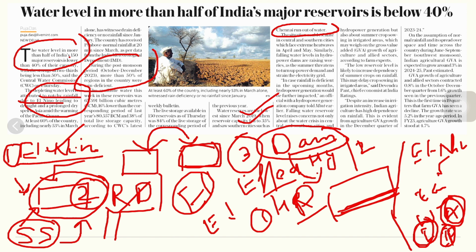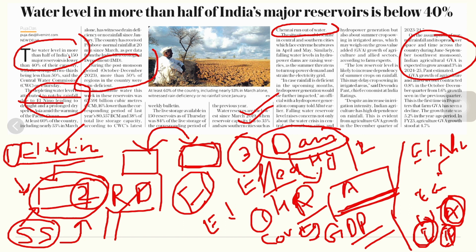On the assumption of normal rainfall spread over space and time across the country during June to September, Indian agriculture gross value addition is expected to grow around 3%. But in case there is a rain deficiency, then the growth rate can decline and India's overall GDP also can be challenged because of this reason. As you know, during the time of COVID, it was agriculture which played a major role in lifting the economy from deep slumber. So that's why in GS1 we mentioned what the effects and the reasons of it are. So we stop the lecture here.